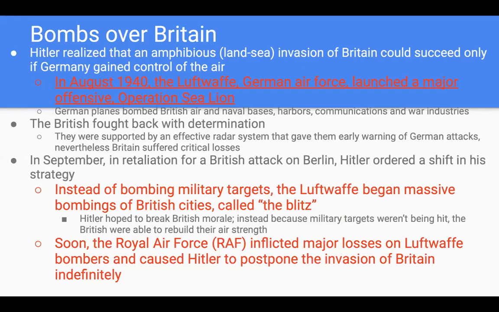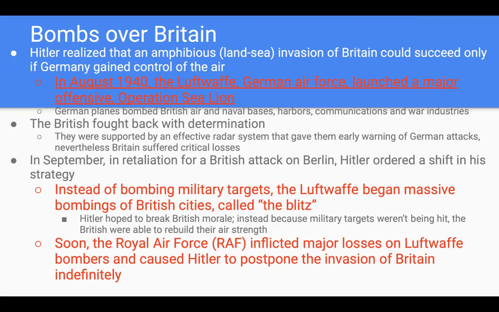All right, bombs over Britain. So Hitler realized that an amphibious invasion, land to sea, of Britain could only succeed if Germany gained control of the air. So in August 1940, the Luftwaffe, the German Air Force, launched a major offensive, Operation Sea Lion. German planes bombed British air and naval bases, harbors, communications, and war industries. But the British fought back with determination. They were supported by an effective radar system that gave them early warning of German attacks. Nevertheless, Britain suffered critical losses.